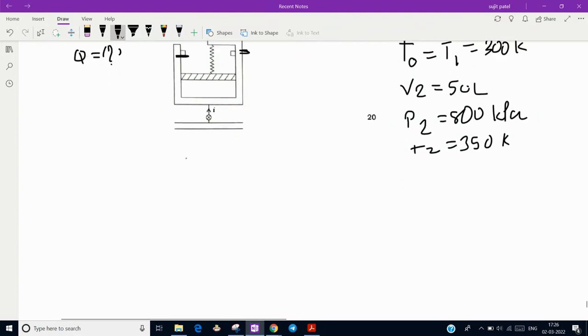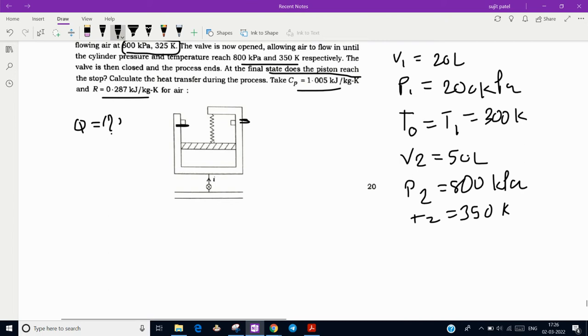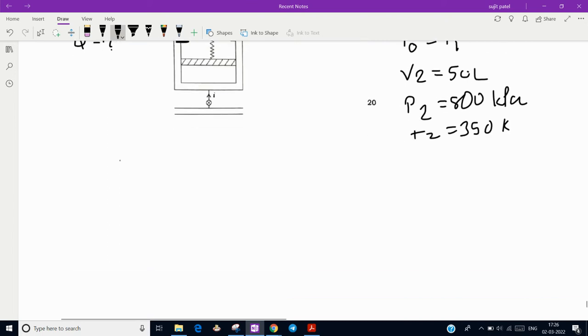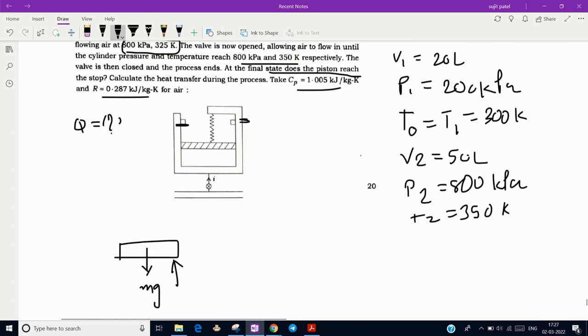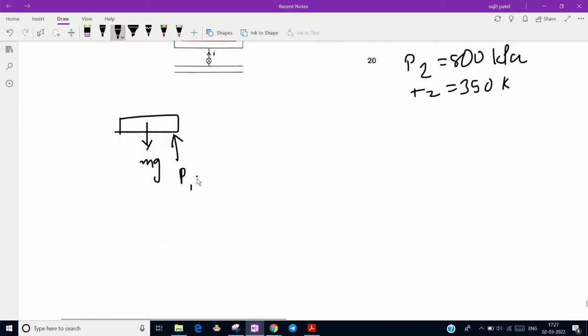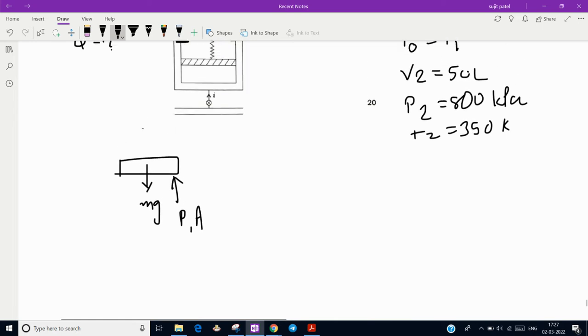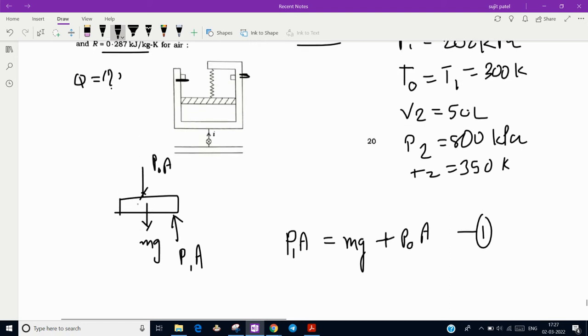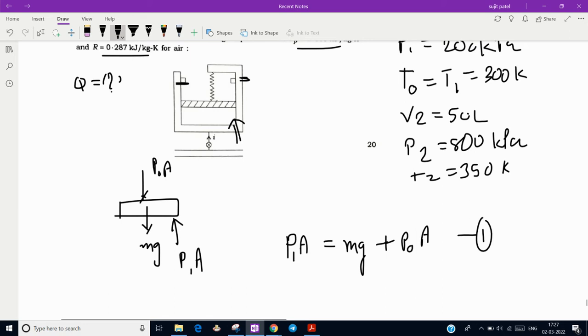It's okay, no problem. So initially, what happens here? It is connected with a spring, linearly attached. Initially, no spring force is there. So when you draw the free body diagram of the piston, there is mg, and the initial pressure is also given there, 200 kilopascal. So it will be P1 into A, and atmospheric pressure is also exerting, P naught into A. So write down the equation first. You can write P1A is equal to mg plus P naught A. Equation number 1.